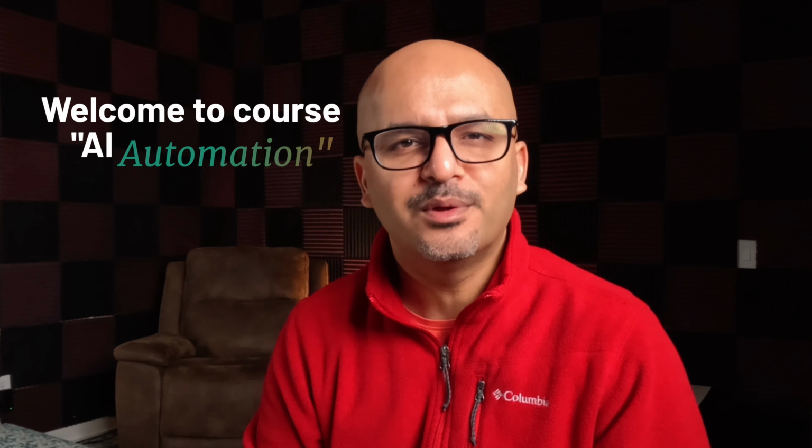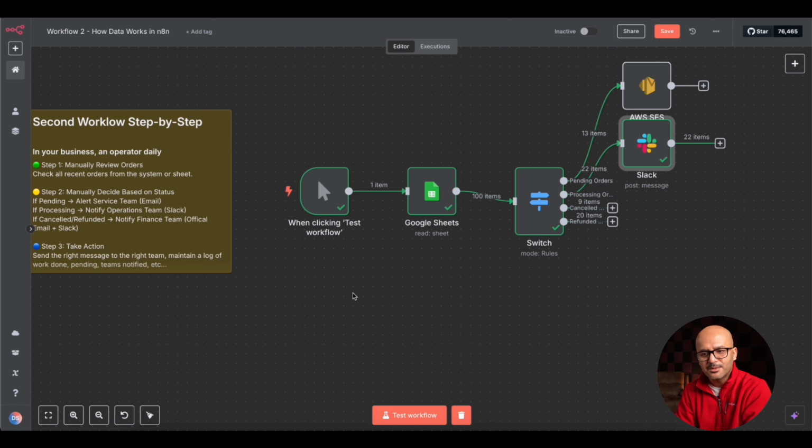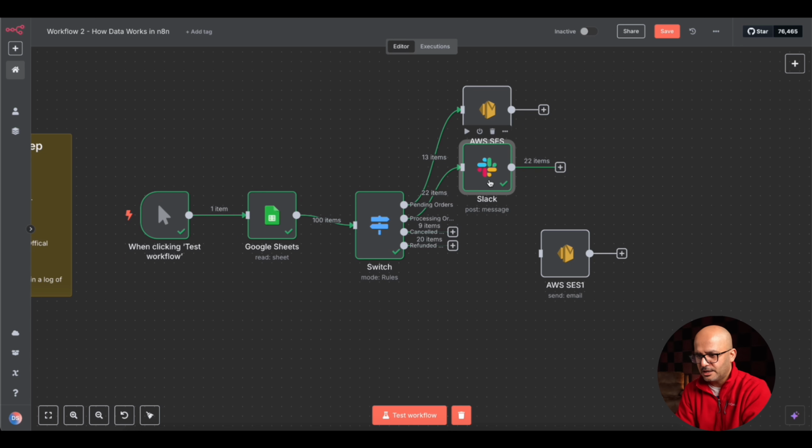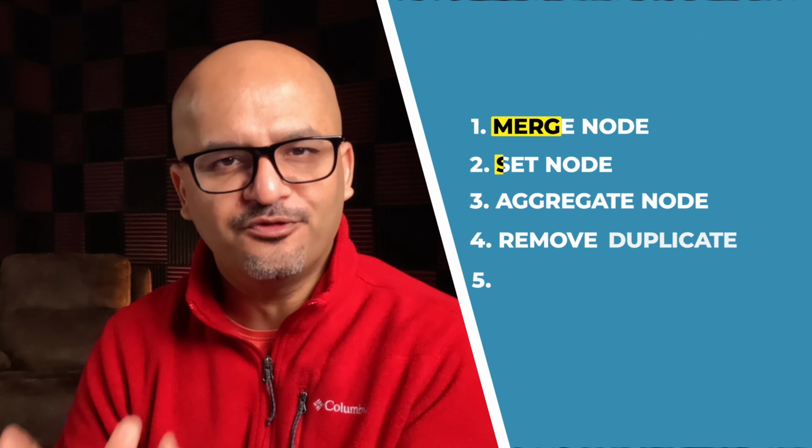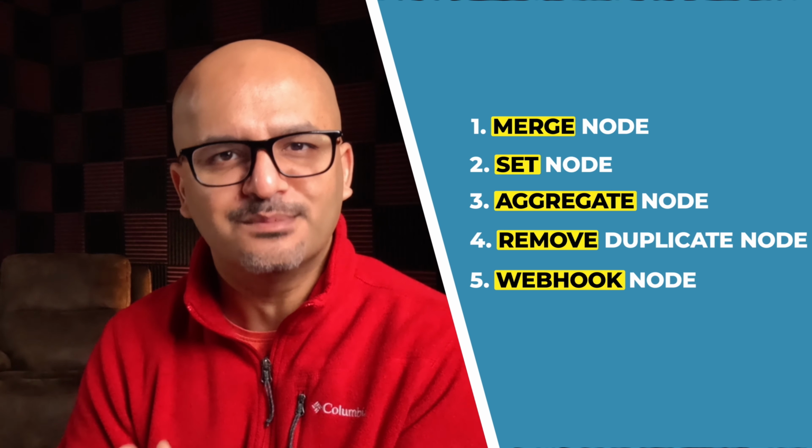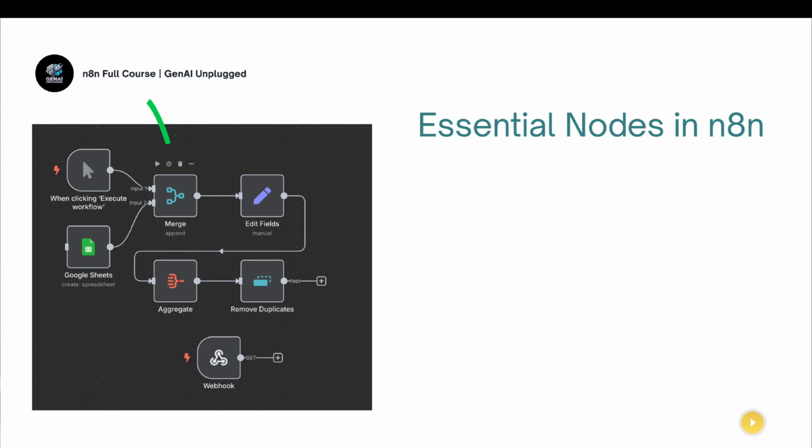In today's video, we will see how you can clean data, aggregate data, how you can merge different data streams, and how you can receive data from external systems. And remember this, automation workflows are not just about connecting apps. It is about how you cleanse your data, how you prepare your data, how you share your data, how you process your data. And that's where these 4 to 5 essential nodes come into play, and we are going to look at these nodes.